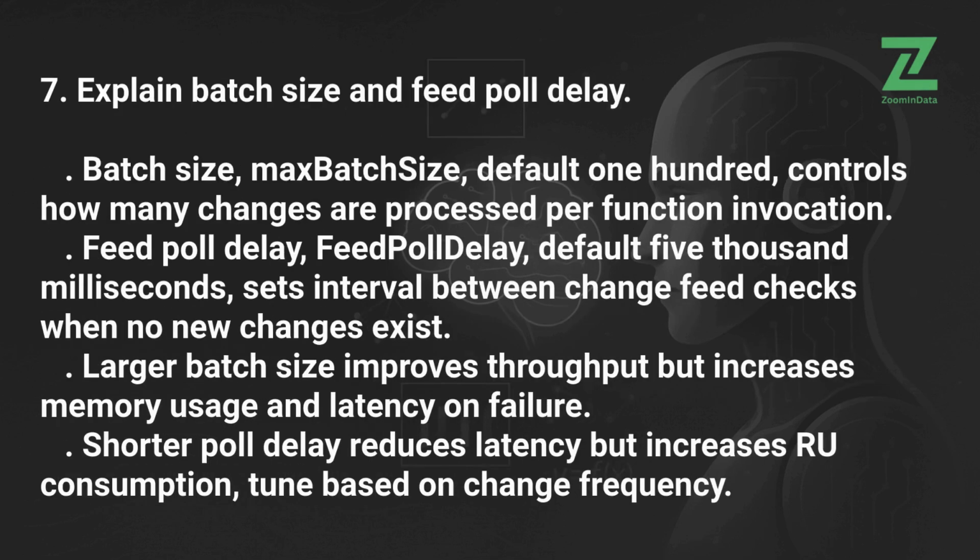7. Explain batch size and feed poll delay. Batch size, max batch size, default 100, controls how many changes are processed per function invocation. Feed poll delay, default 5000 milliseconds, sets interval between change feed checks when no new changes exist. Larger batch size improves throughput but increases memory usage and latency on failure. Shorter poll delay reduces latency but increases RU consumption, tune based on change frequency.